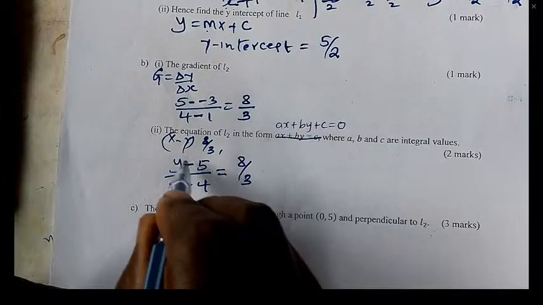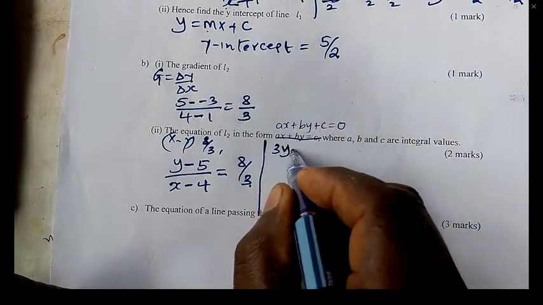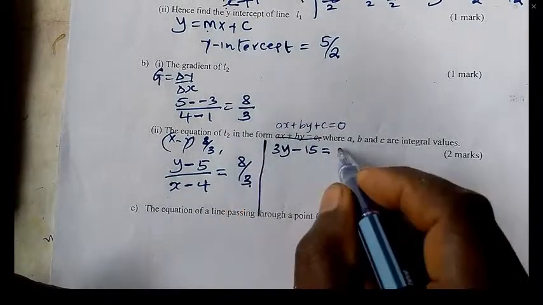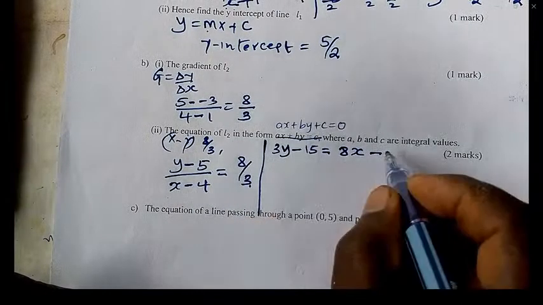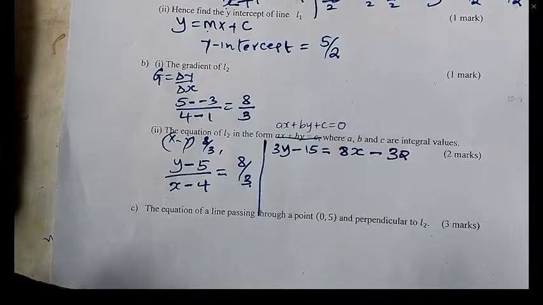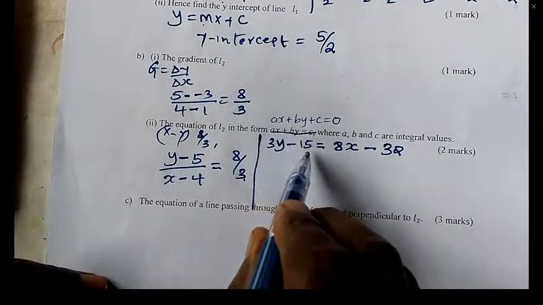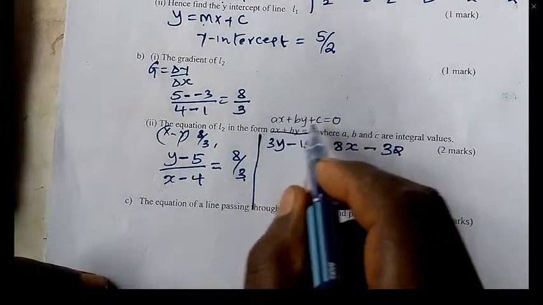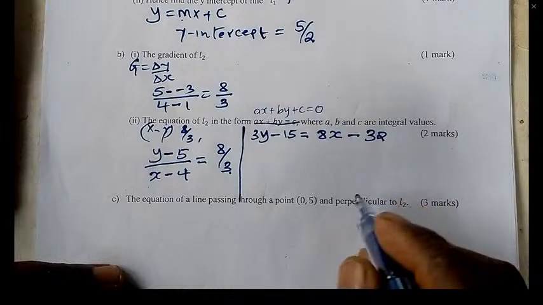So we solve that, we cross multiply. We are going to have 3y minus 15 is equal to 8x minus 32. So let us collect like terms together. Because we have been given the form ax, we make sure x starts, then y follows, then c is put at the end, equal to 0. You must adhere to the instructions given. If you write your own way, you get 0 in the final answer.